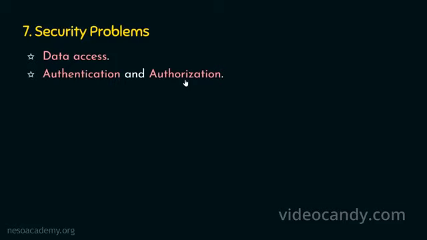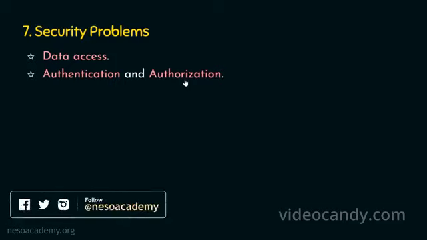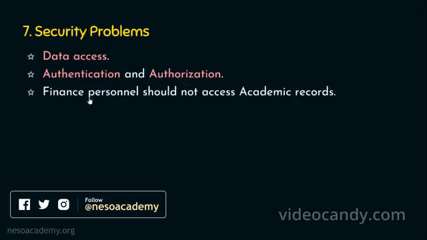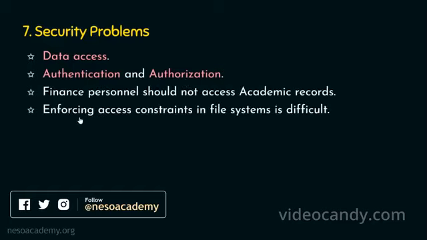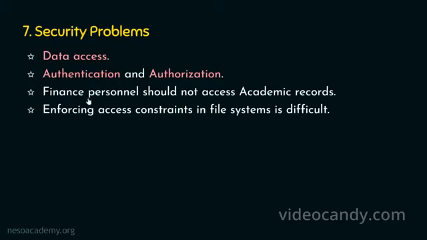And I'll give you one more example. Suppose we have multiple files in multiple different locations and each file is having different data. In a university, there is a finance personnel and this guy should not access academic records, and enforcing these access constraints in file system is really difficult. We understand that finance related data only finance personnel should deal with. But if it is in a file system, enforcing such access constraints is really difficult.